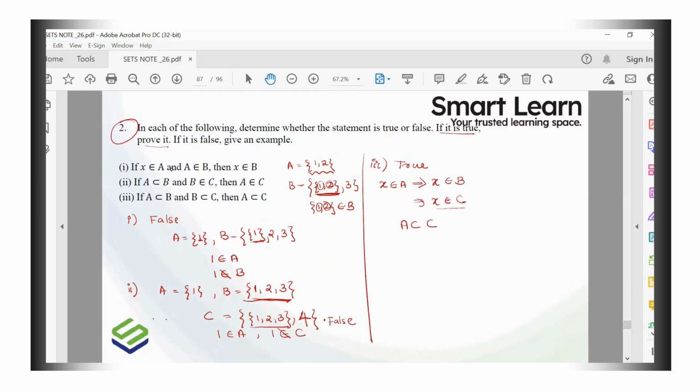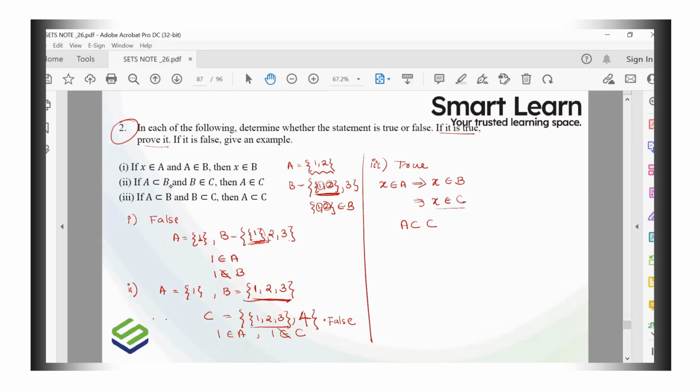X is an element of A, A is an element of B. Then X is an element of B? No. Because, let, children, A is 1, B is, this element will come here. Okay. So {1}, 2, 3. Then X is an element, how will we say? Here, this brace, this full thing, is the element. So we can't say 1 is an element of B.